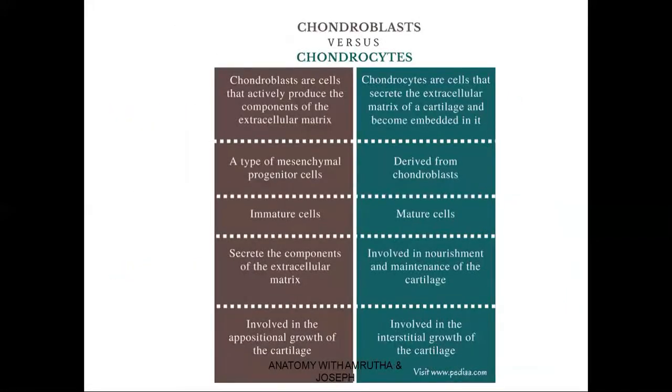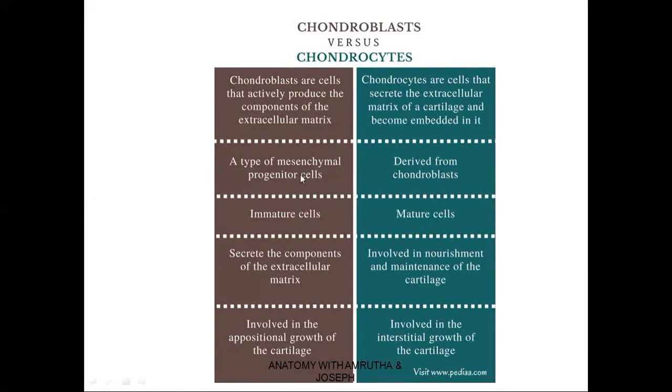Differences between chondroblast and chondrocyte. Chondroblast is given on the left side and chondrocytes are given on the right side. So chondroblasts are very active and they produce components of extracellular matrix. They are the fibers and the ground substance. Whereas the chondrocytes are the cells which can still produce some amount of extracellular matrix and they become embedded in the matrix.